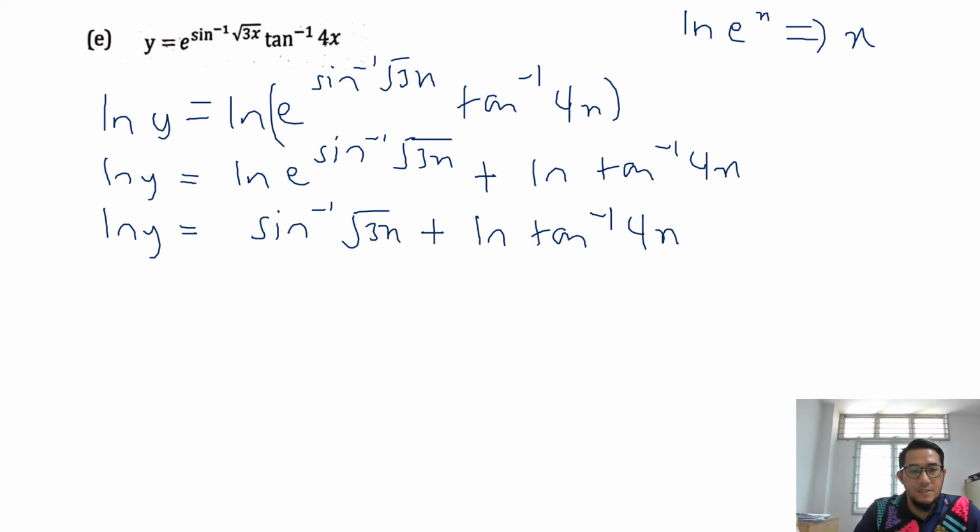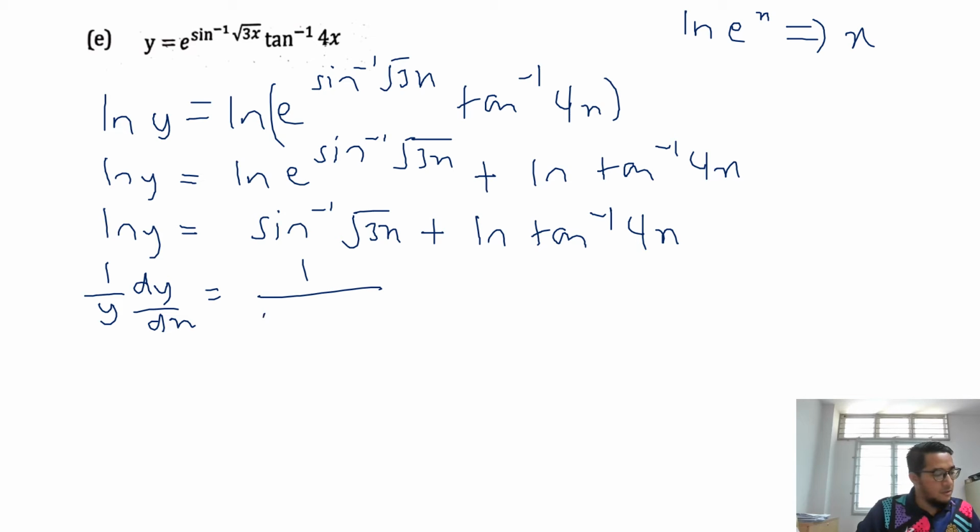Now we can differentiate this. So ln y differentiates to 1 over y dy/dx. Differentiate sine inverse, you should get 1 over square root of 1 minus square of 3x squared.